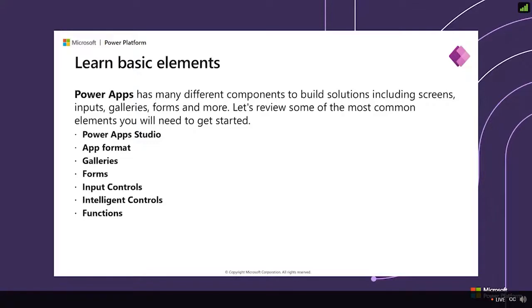There's the Power App Studio. This is where you will build your app. There's app format that you can choose if you want something pixel perfect for a specific screen size like a phone or a tablet. There's galleries. This is basically lists. There's forms where you can read or input data. There's input controls where you can interact with toggles and switches. There's intelligent controls that use the camera maybe for recognizing a form or an image. And finally, you got functions when it's time to do something that cannot be achieved with drag and drop. You can use a function to do that.